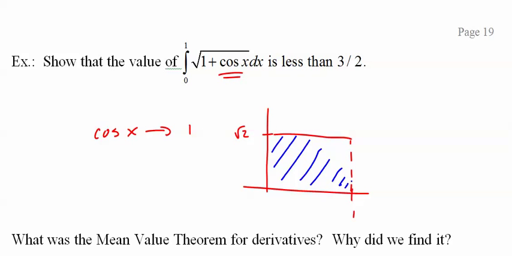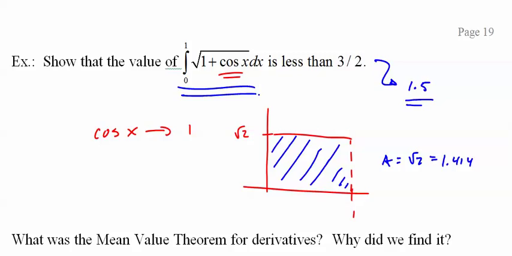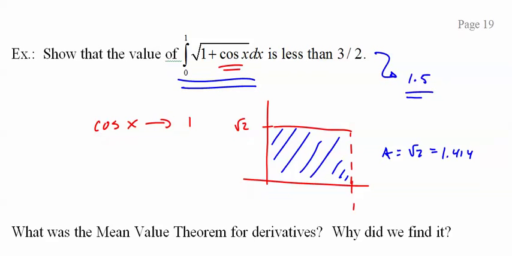Look at that rectangle and we say, okay, that area is at most root 2, which is 1.414. This is 1.5. So we know that this will always be less than 1.5. I've actually seen this problem done a lot of different ways, but it's a good way to look at it.